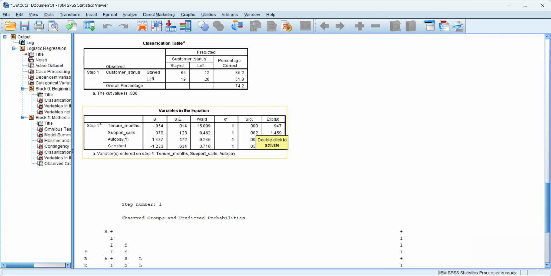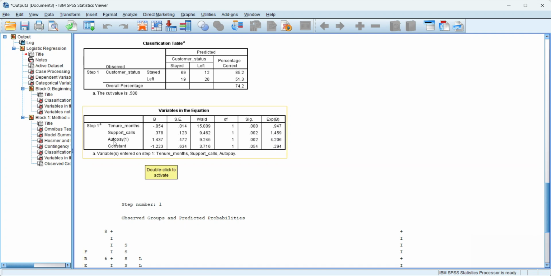In the case of support calls, the unstandardized beta is 0.378, and the p value is also significant because the p value is lower than 0.05. So it means as the support calls increase, the customer stays with the service center.